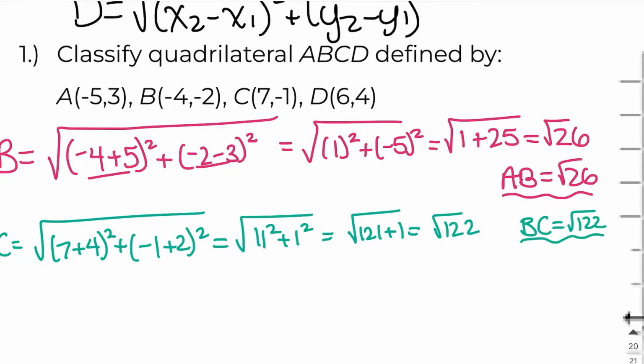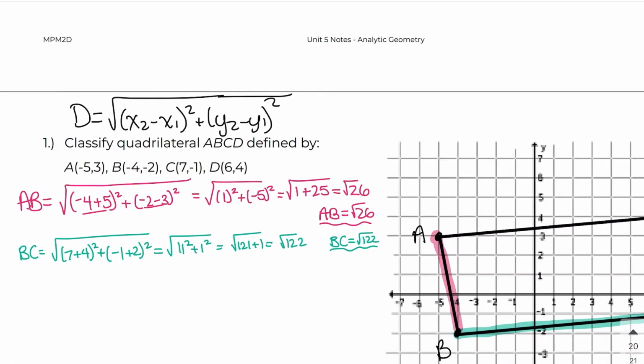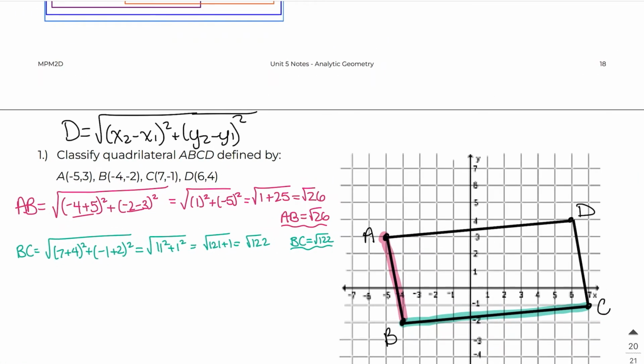And if you notice right here, it's clear that this is definitely not going to be a square because the side lengths are not the same. You could tell just from the picture, but we have shown mathematically that it's also just not going to be a square.